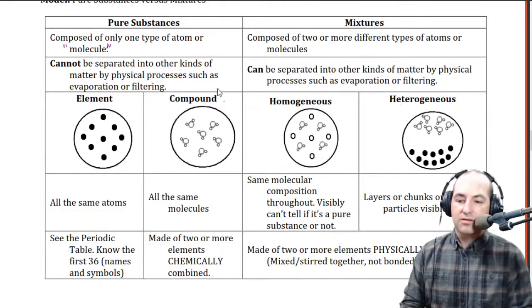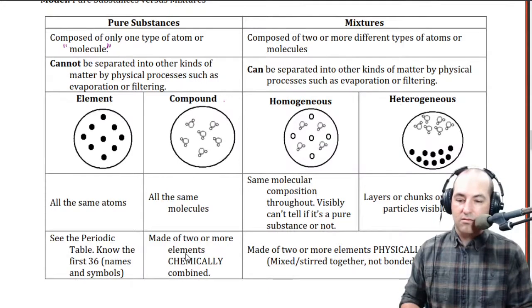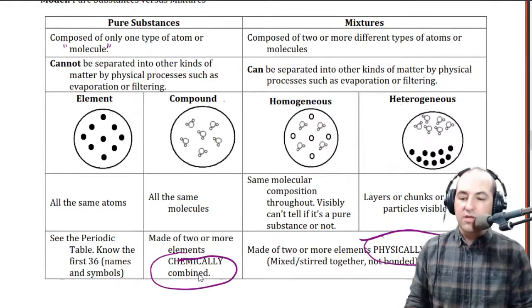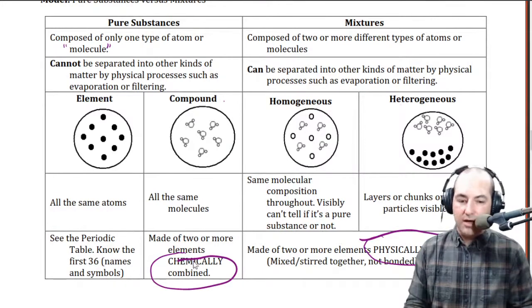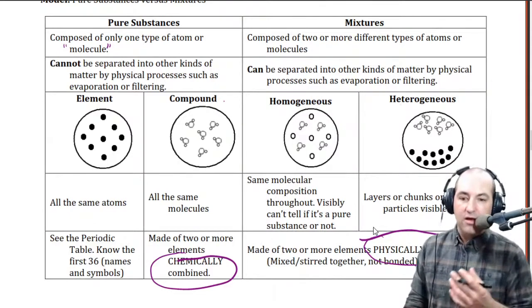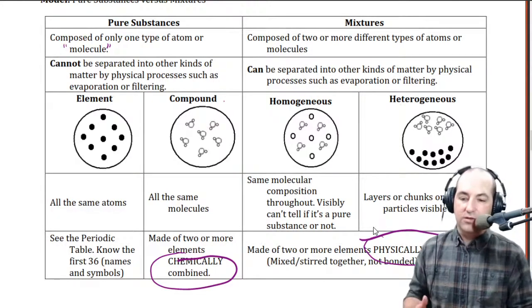But there's another key here that should be up there, but is instead down here. But that's okay because we'll just highlight it. So if we're talking about different types of elements, different types of atoms or molecules, in pure substances, these things are chemically combined. And in mixtures, these things are physically combined. So that has to do with how the substances interact with each other.